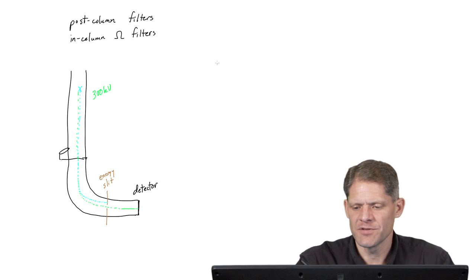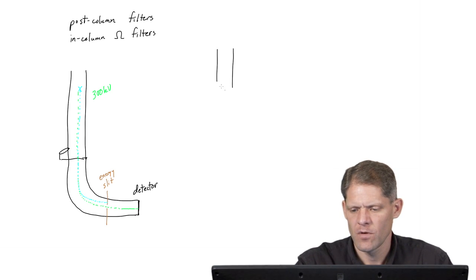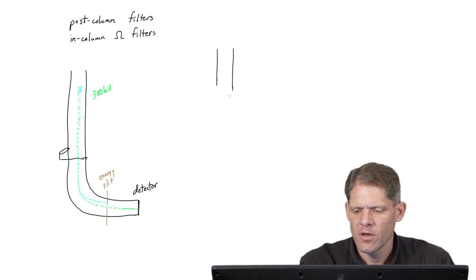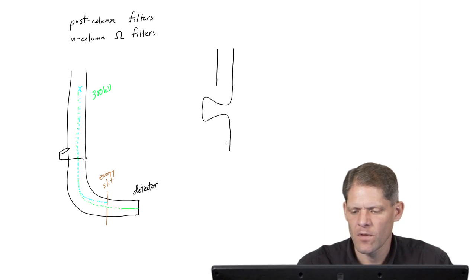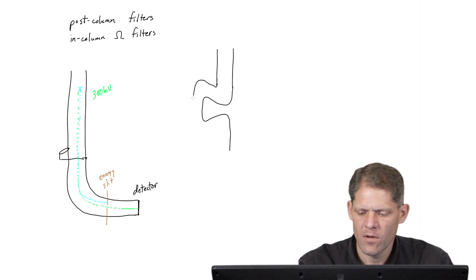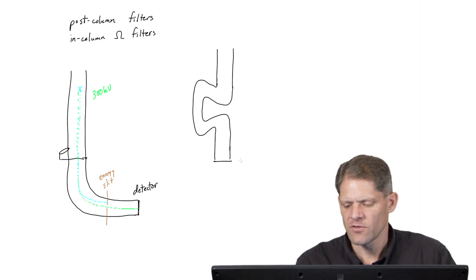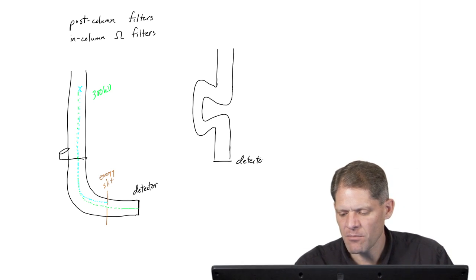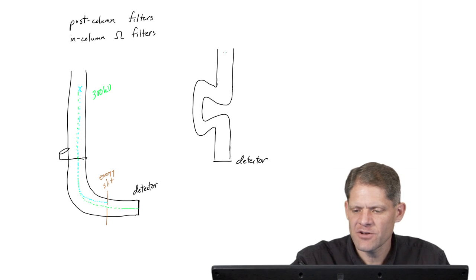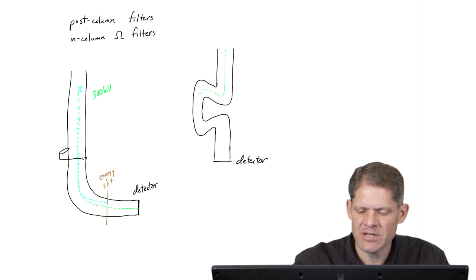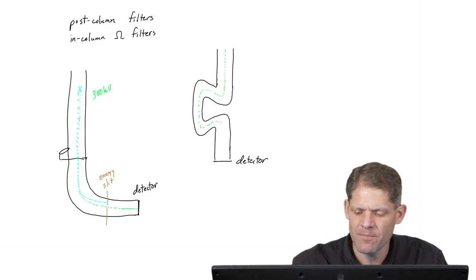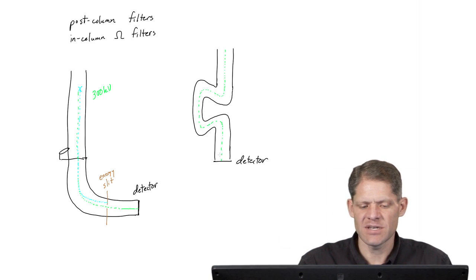The in-column filters can be drawn like this. So the detector is at the bottom of the column, and the electrons, after they are scattered by the sample, are bent, their pathway is bent into the shape of an omega, and then sent on to the detector.